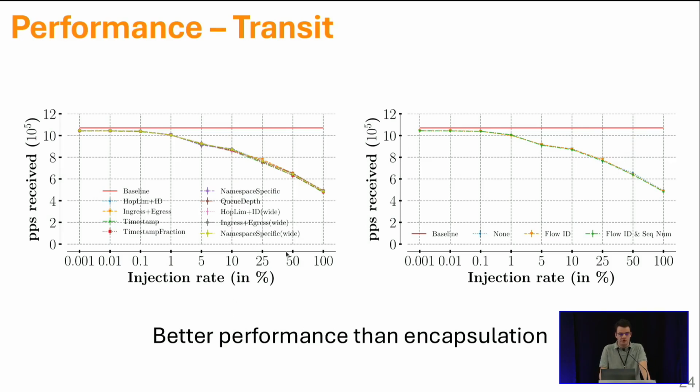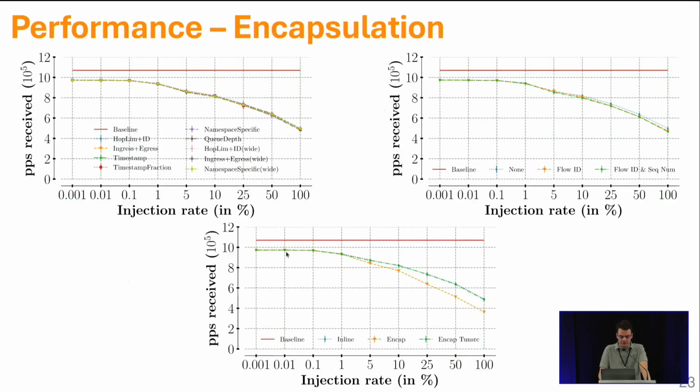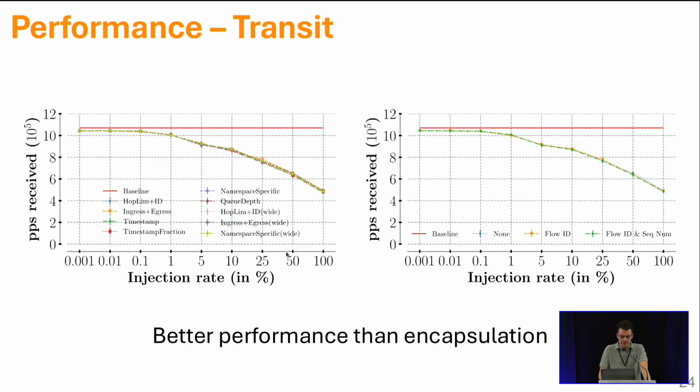As a general conclusion regarding the transit, if you quickly compare these two slides, we can see that the transit has better performance in general compared to the encapsulation because we are just reporting the data with generic netlink without manipulating the packet to add the headers.